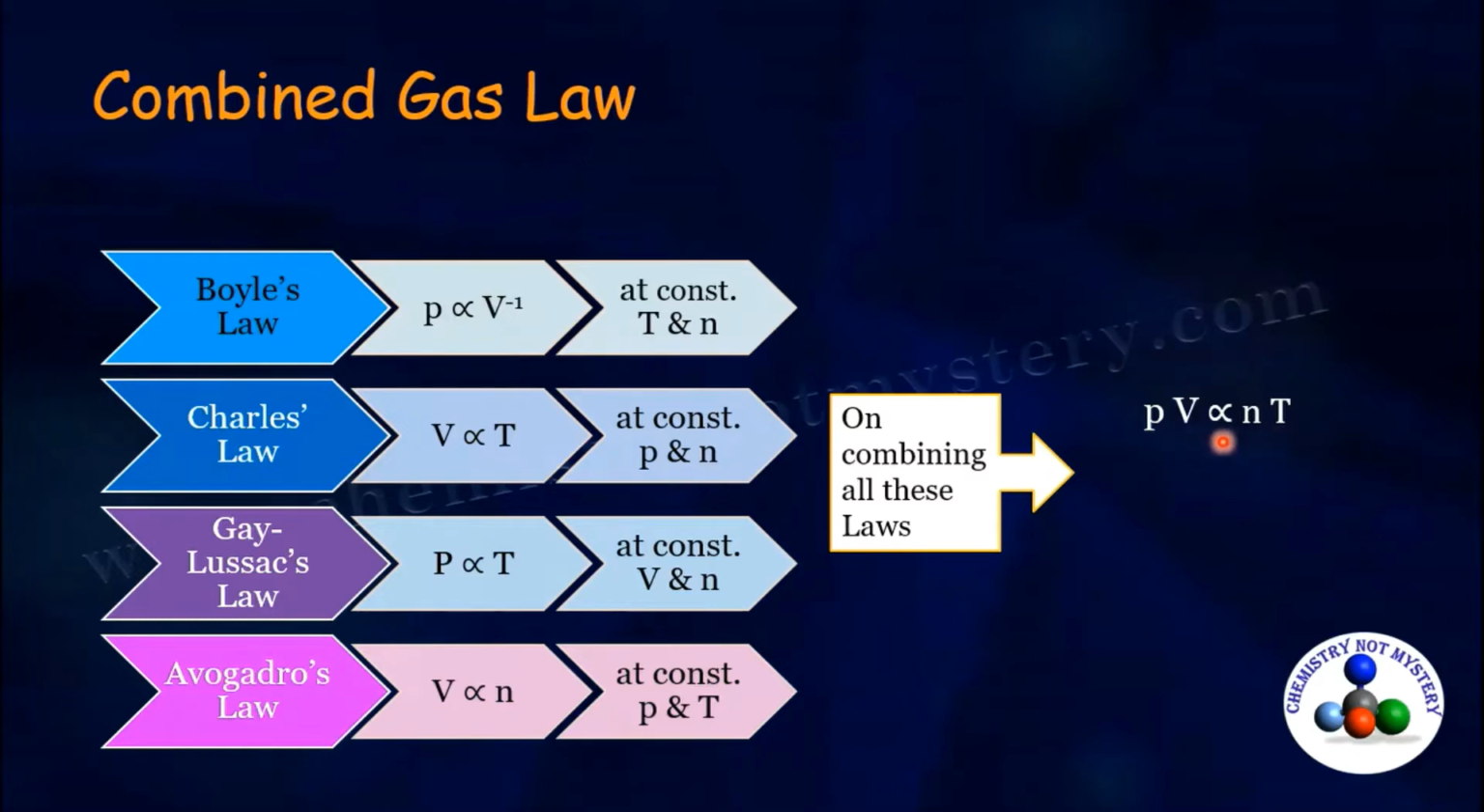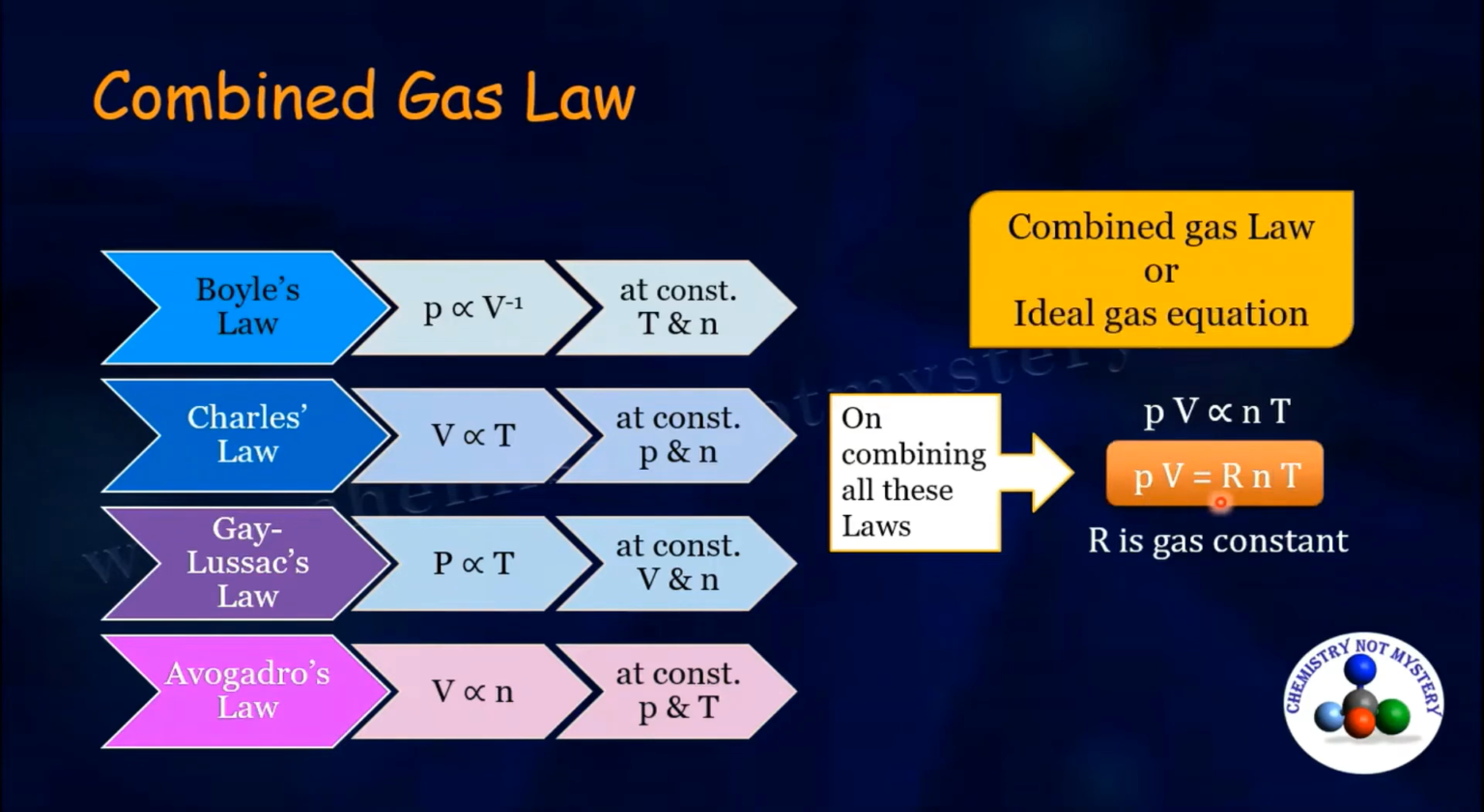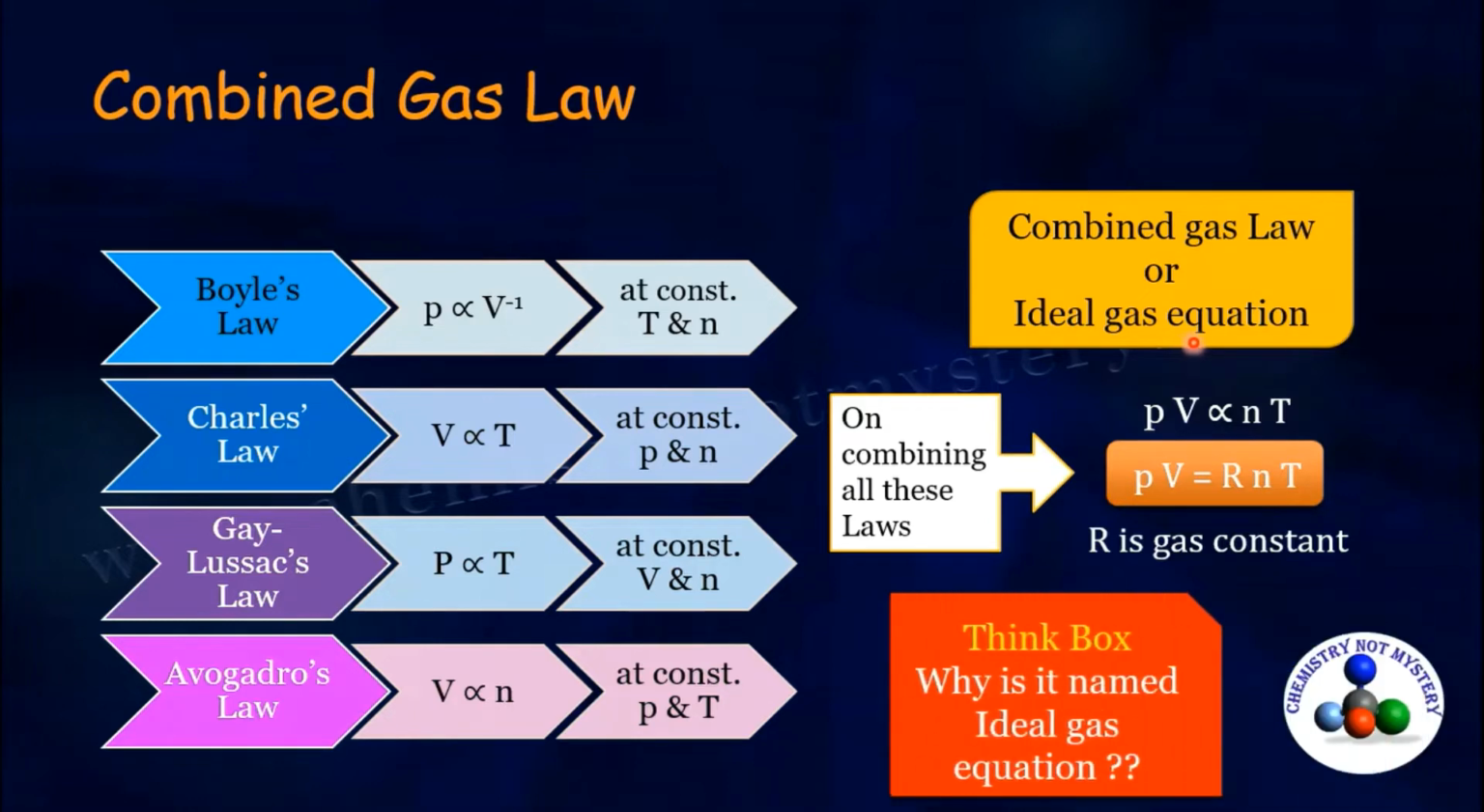When you remove the proportionality sign, you get a proportionality constant, that is R. So here you get the equation PV = nRT. Here R is the proportionality constant, also known as the gas constant. The equation PV = nRT is known as the combined gas law, or the ideal gas equation. So why is it named the ideal gas equation?